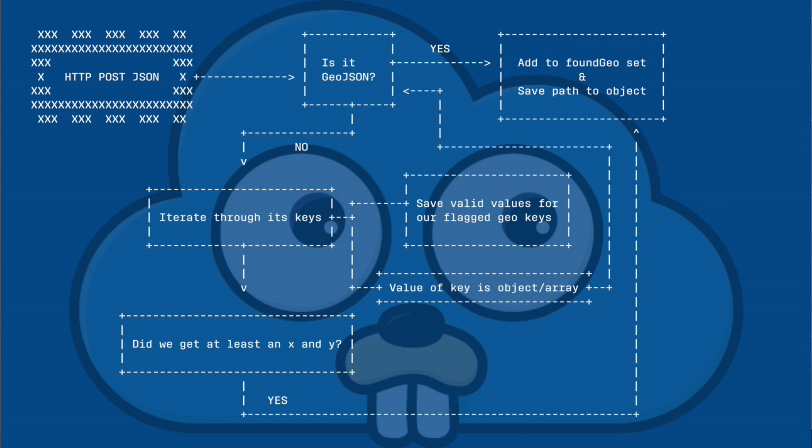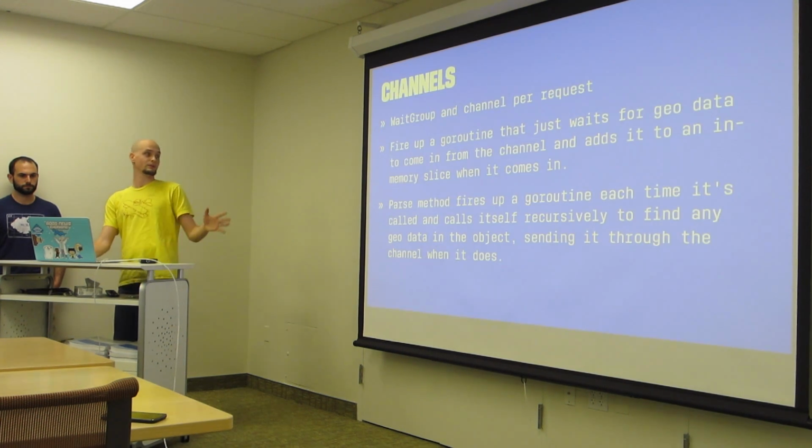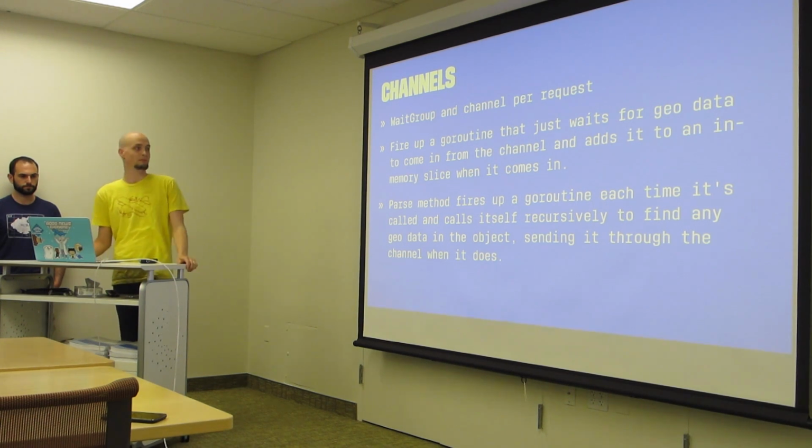And then if any of the values are an object or an array, we go back to the beginning and recurse our way until we get all the way down to all the leaf nodes. Once we're done iterating through the keys, we check to make sure that we got at least an X and a Y, and if we did, then we add it to the found geo set and carry on. Otherwise, we don't.